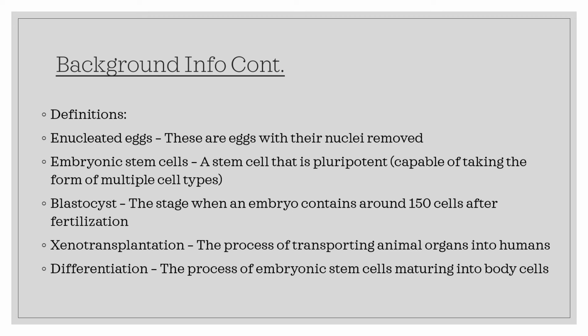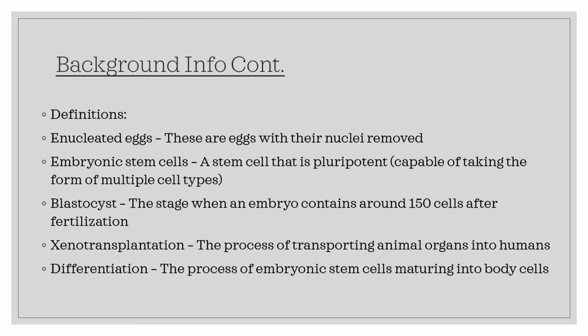The last thing you'll need to know is some definitions of words that will be used throughout this video. The first word is enucleated eggs. These are eggs with the nuclei removed. The next one is embryonic stem cells. These are stem cells that are pluripotent, meaning they're capable of taking the form of multiple cell types. Blastocyst. This is the stage when the embryo contains around 150 cells after fertilization.